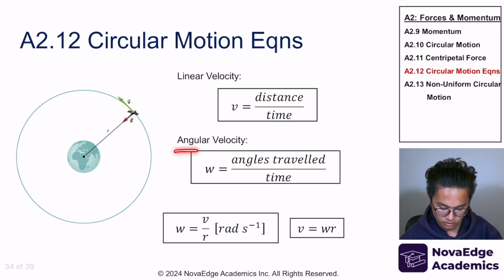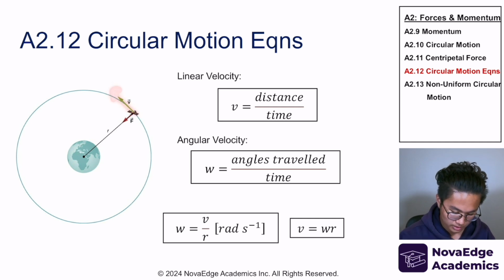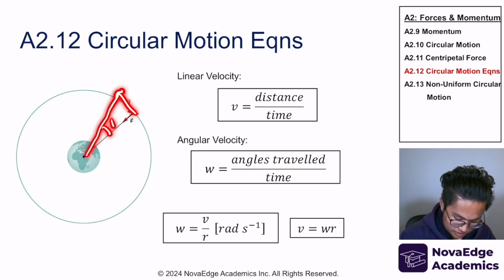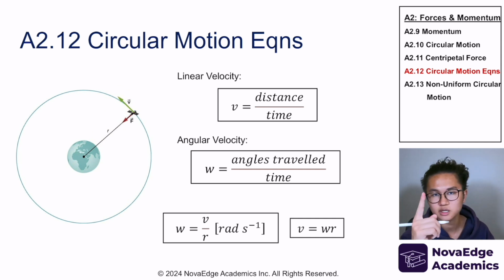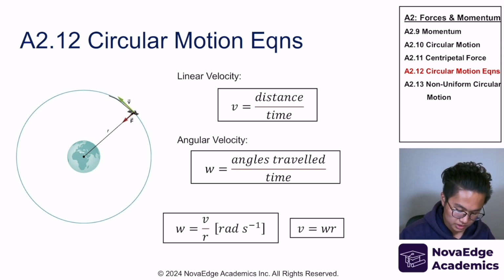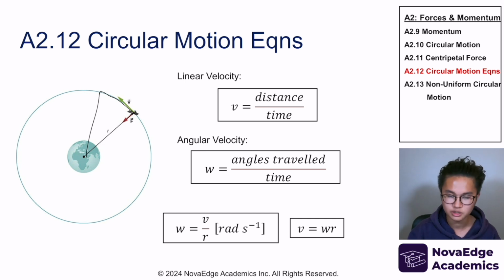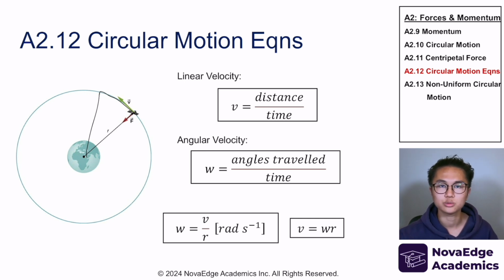Other things are called angular velocity. So remember that linear velocity is distance over time. Angular velocity is just angles traveled over a given time. So I have this velocity here. In that moment, I'm going to cover a certain amount of angle. So in 1 second, let's say it covers 30 degrees. Then angular velocity would tell me 30 degrees covered per second. But officially speaking, angular velocity is radians per second. So if you don't know how to convert between angles and radians, you need to know.